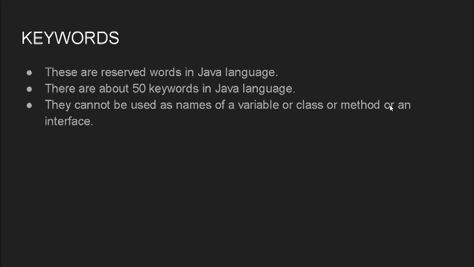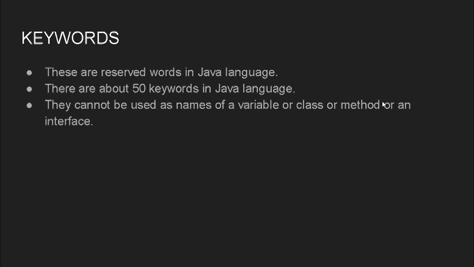Now what exactly is a keyword? A keyword is a reserved word in the Java language. Actually in any kind of language, whether it is C or C++, keywords are special reserved words. In Java there are about 50 keywords.